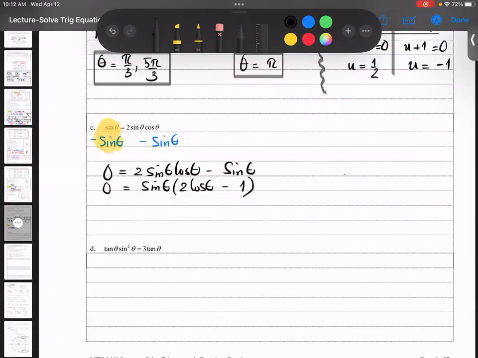And then what do I do next? Just like algebra, what do I do next? You set each of the factors equal to zero, right? So if two numbers multiply to zero, at least one of them is zero. So that implies either sine theta equals zero or two cosine theta minus one equals zero.